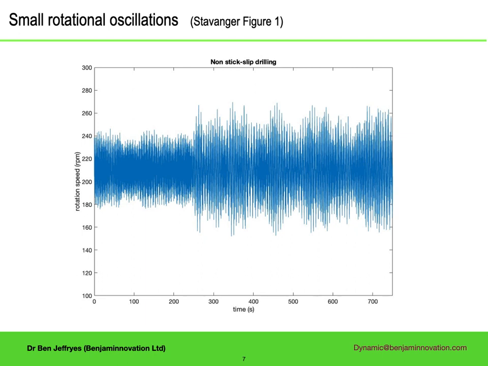It's fast rotary drilling. The mean rotation speed is 210 RPM, which is higher than usual, but while there is a lot of variation in the bit speed, it's never close to stopping. I think it's obvious to the eye that there is something periodic happening here.